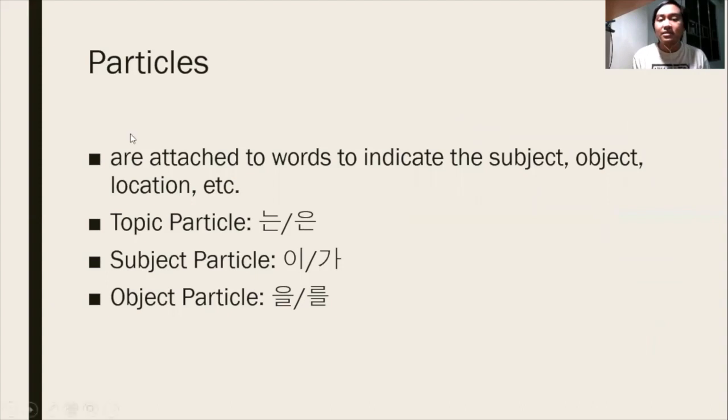Particles are attached to words to indicate the subject, object, location, time, and more. And these are some of the particles that you'll encounter as you study the Korean language. So some particles include 은 and 는 for topic particle, 이 and 가 for subject particle, 을 and 를 for object particle.